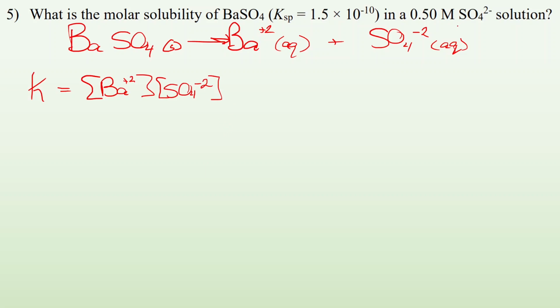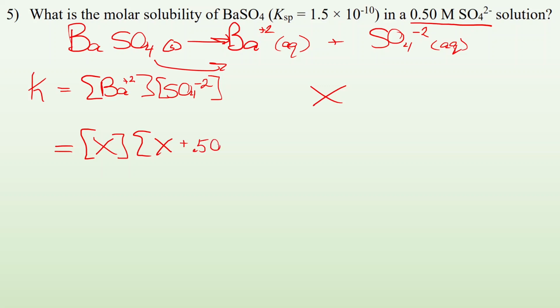They're telling me that the solution already has 0.5 molar SO4. So it's really saying, if I dissolve one of these, I would get X amount, right? So the concentration of barium in solution is going to be X, some amount. And my sulfate ion concentration is also going to be X, but it's going to be plus that 0.50 molar that is already in that solution.